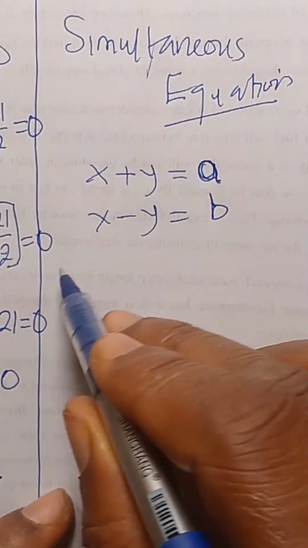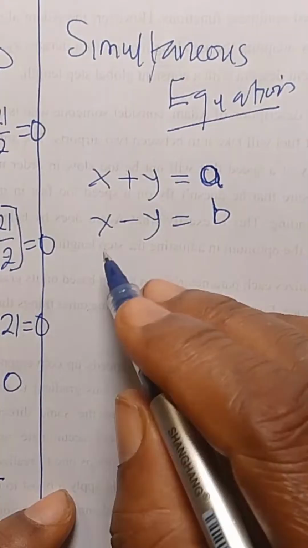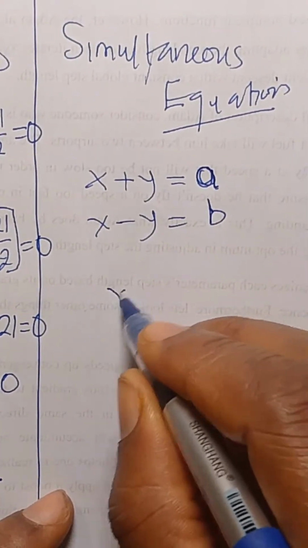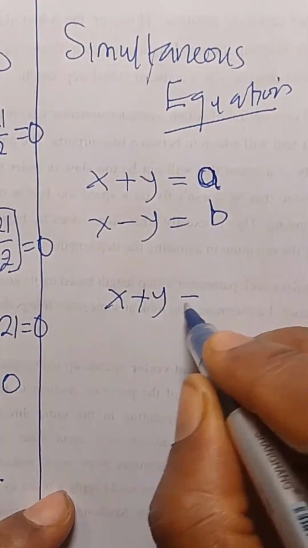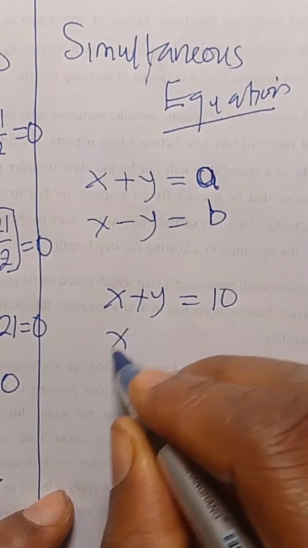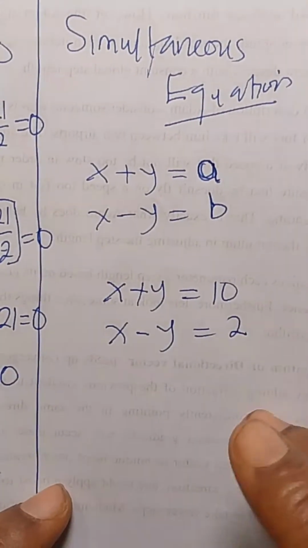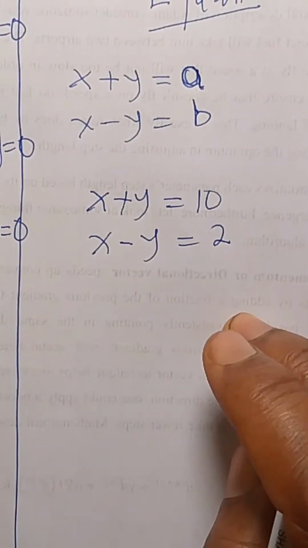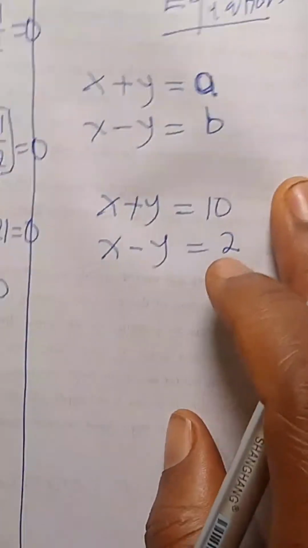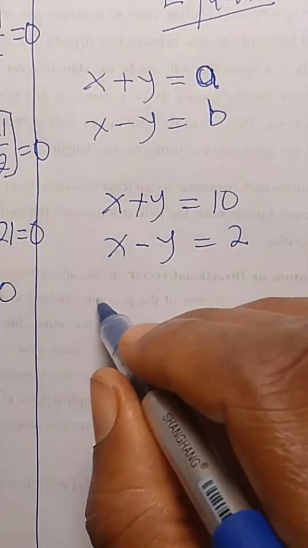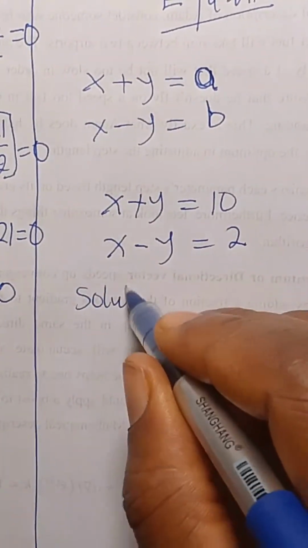Let me put it in numbers, so I think that is better. Let me put it so you know what we are talking about. We say x plus y is equal to 10. x minus y is equal to 2. Now, this is a typical example of a simultaneous equation. We are going to solve this, finding our x and y. So let's solve this. I'm going to solve it using the elimination method.